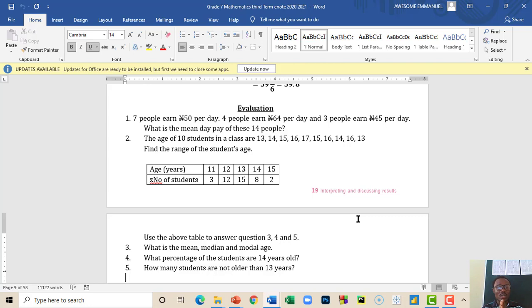What percentage of the students are 14 years old? What we're going to do is simple. How many students are actually 14 years old? We have 8. So 8 divided by the total number of students.